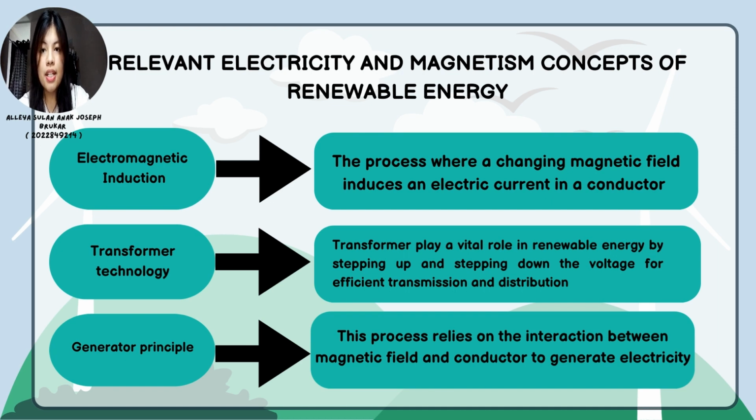The second one is transformer technology. Transformer technology plays a vital role in renewable energy by stepping up and stepping down the voltage for efficient transmission and distribution. The last one is the generator principle. The generator principle is the process that relies on the interaction between magnetic field and conductor to generate electricity.